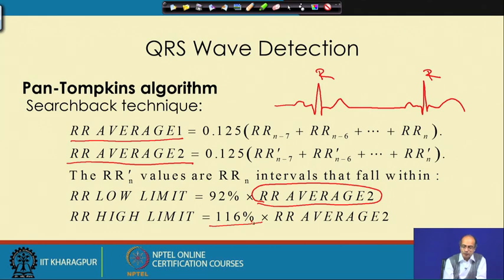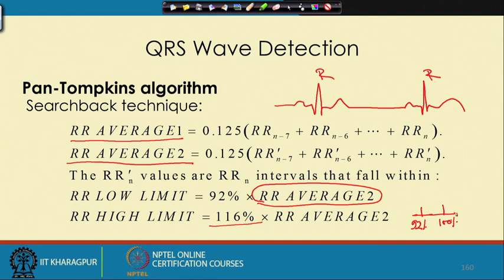Please note that they have not taken a symmetric window. If this is 100%, on the lower side they take 92, that means an allowance of 8%, and on the upper side they take 116%, meaning an allowance of 16%. If it is within that, then we call that RR interval RR dashed, that means it is an acceptable one.